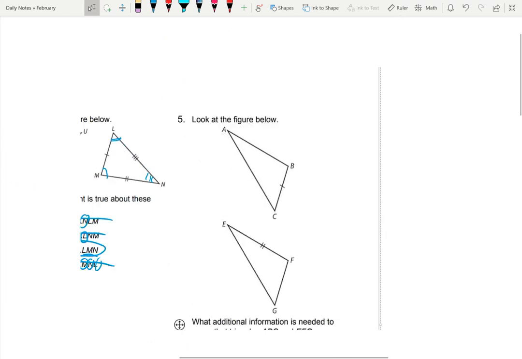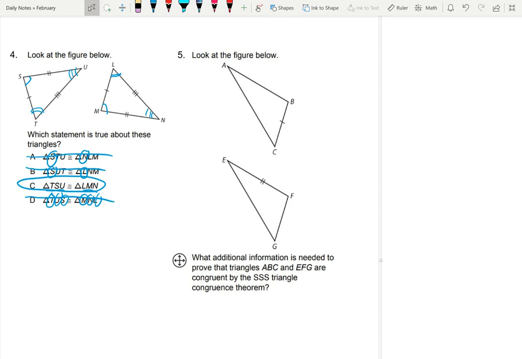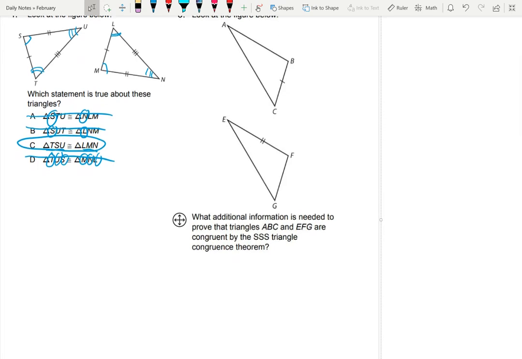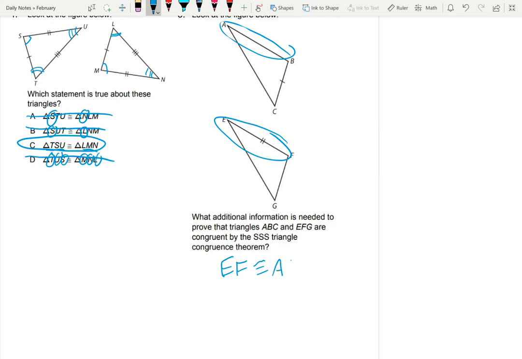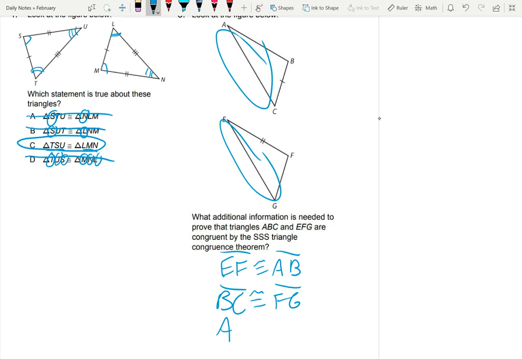Look at the figure below. What additional information is needed to prove the triangles ABC and EFG are congruent by the side-side-side triangle congruence theorem? Well, we of course need to know all 3 sides are congruent. So we would have to know that EF would be congruent with AB. We would also need to know that BC is congruent with FG. And we would also, of course, need to know that AC is congruent with EG.